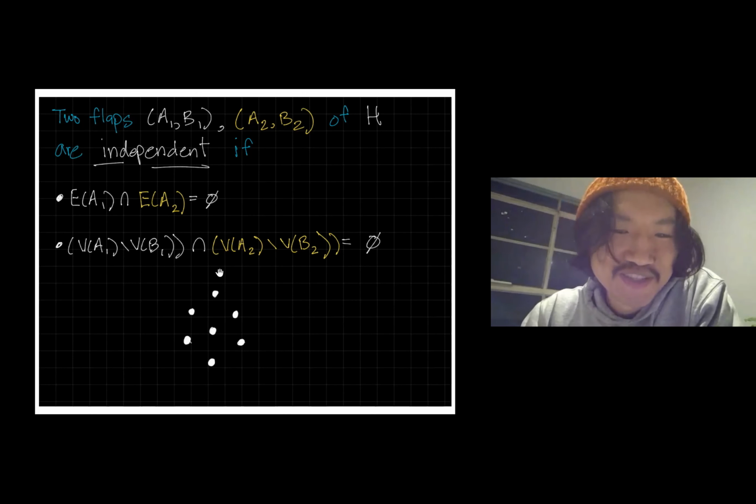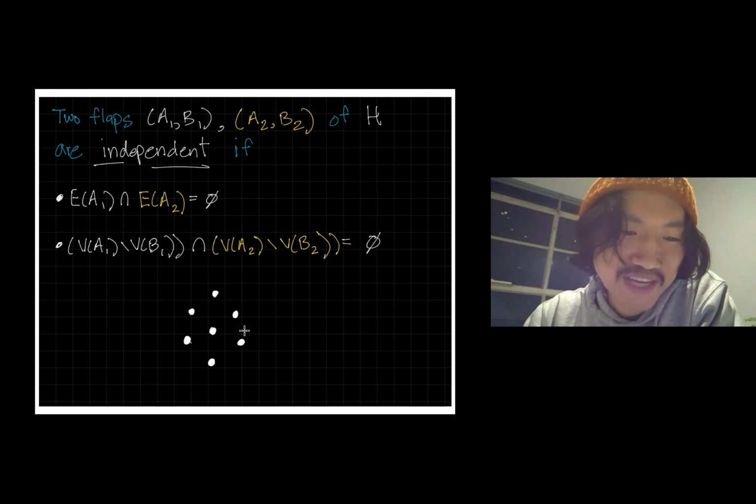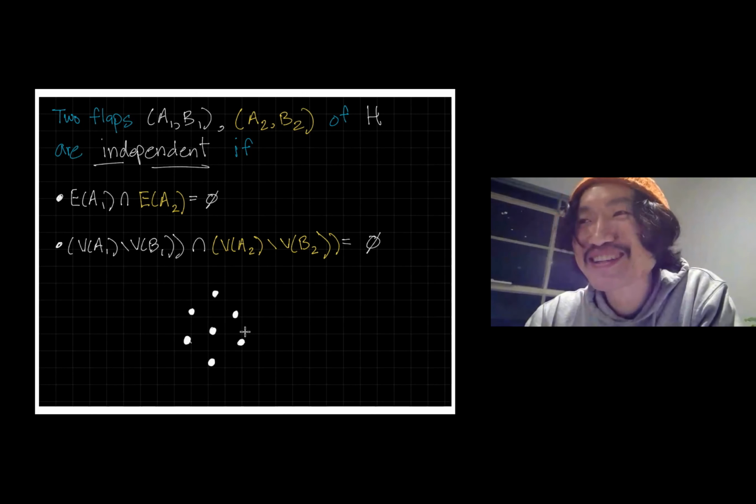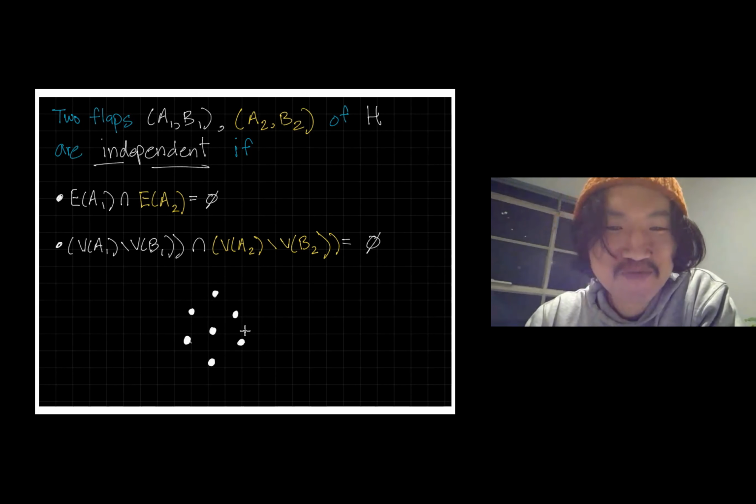So here's a silly example, where I just take H to be a bunch of isolated vertices. If I do that, clearly the flap number should be the number of vertices, right? Because that's the number of copies I can actually get in the surface.